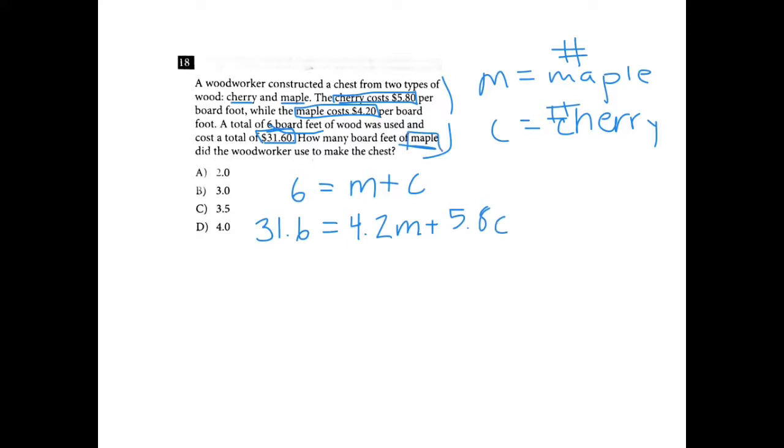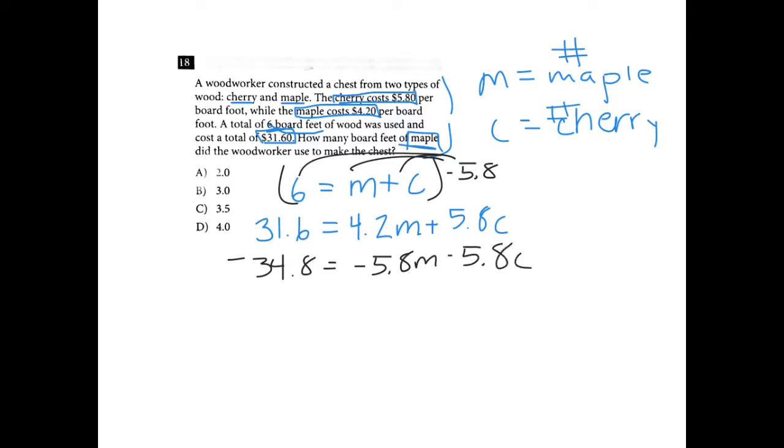And we're trying to find how many maple, so if we want to isolate maple here, we want to cancel out our c's. So to do that, we want these to add to 0. So to do that, we can multiply this first equation by negative 5.8, and you'll see why we can do that. So now the new equation that we're working with, 6 times negative 5.8, would be negative 34.8. And that equals, and you're just distributing this negative 5.8 to each term, so negative 5.8 m minus 5.8 c.